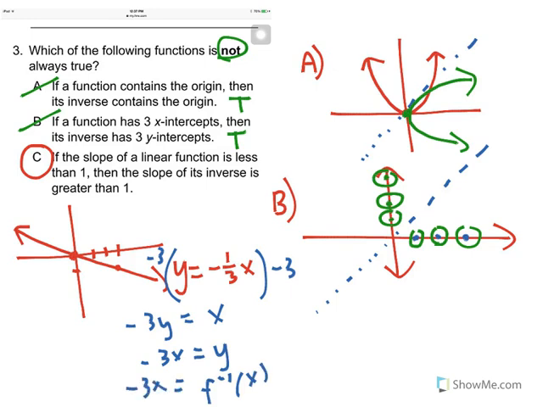That will be negative 3x. Now looking at this new equation, let's clean it up a little bit and make it y equals negative 3x. And if we look at the slope, it is actually negative 3. So we have found at least one example that this is not true. So therefore this will be false, because the slope is negative 3, which is not greater than 1 as it is stated in the statement. So therefore C is false, and that is the answer.